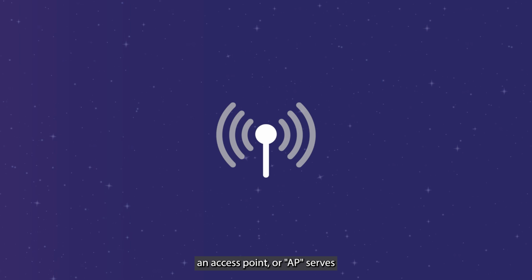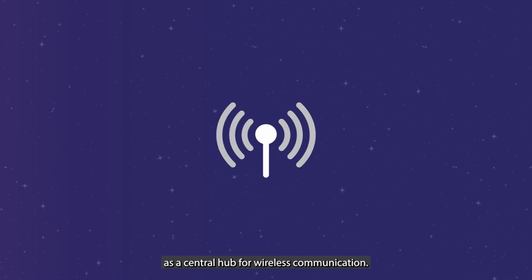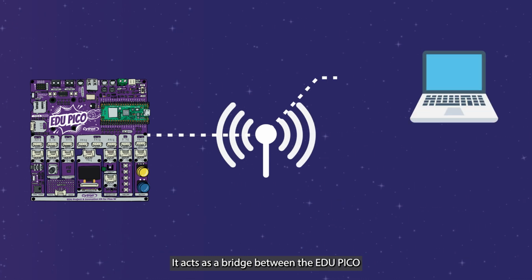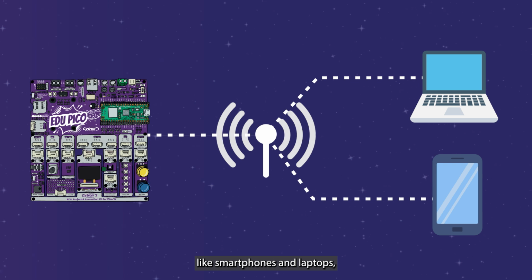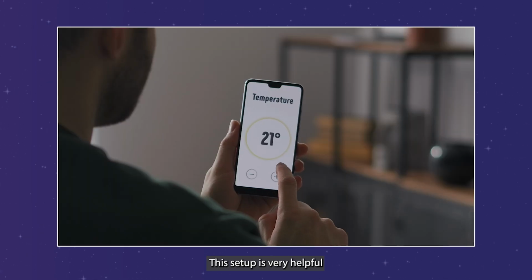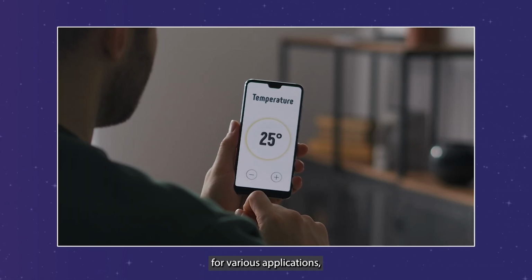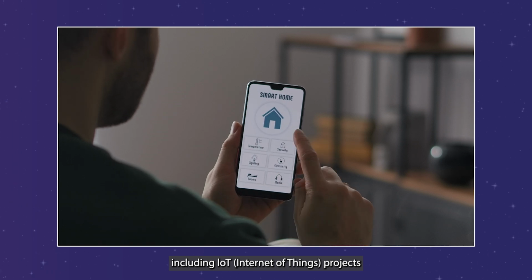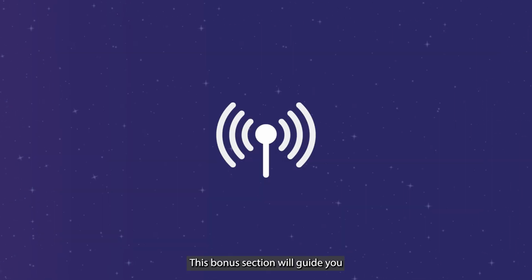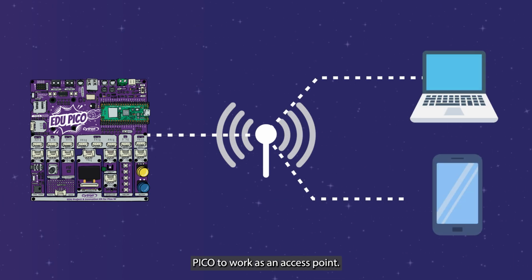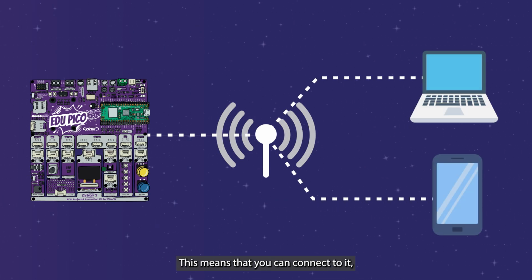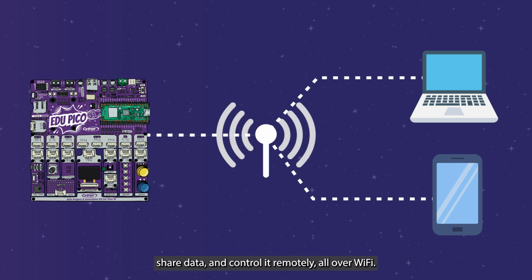An access point, or AP, serves as a central hub for wireless communication. It acts as a bridge between the EDU PICO and other Wi-Fi enabled devices like smartphones and laptops to enable data sharing. This setup is very helpful for various applications, including IoT projects and remote control systems. This bonus section will guide you through the configuration for your EDU PICO to work as an access point. This means that you can connect to it, share data, and control it remotely all over Wi-Fi.